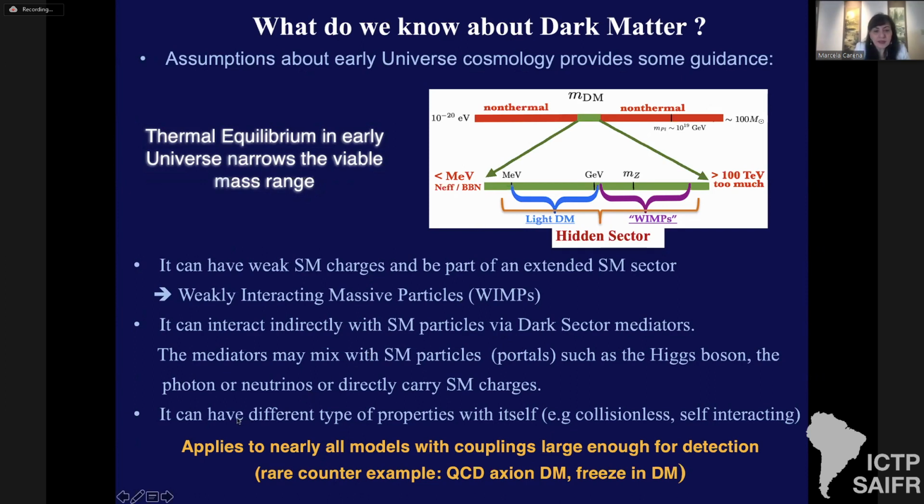Also we know that it can have different types of self-interaction properties, and we try to explore that as well. And an interesting thing is that thermal equilibrium is easily realized in the standard model, which means there are regions of couplings where it is easy to look for this thermal dark matter, with collider experiments like the LHC or direct detection experiments underground.